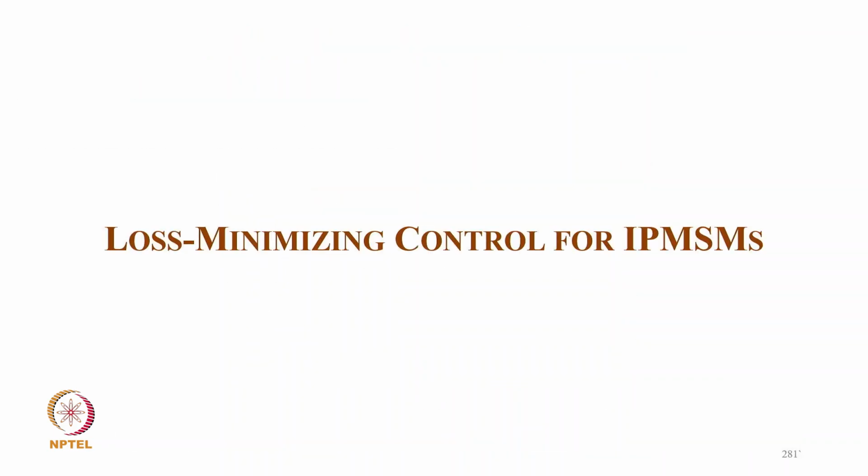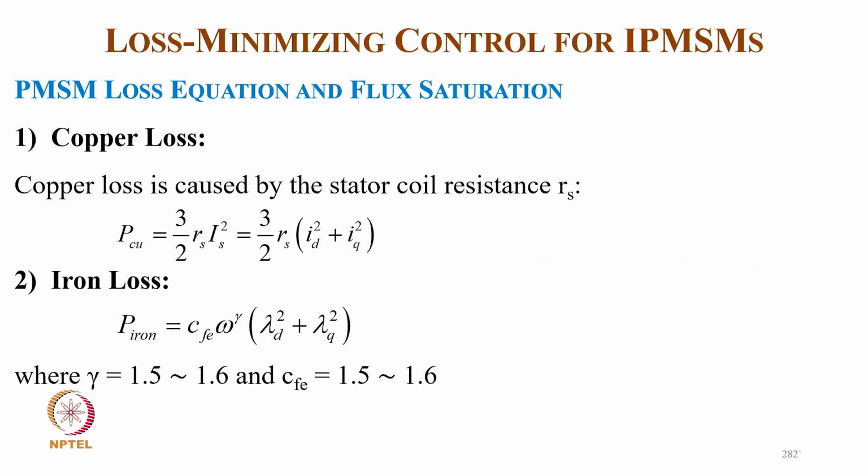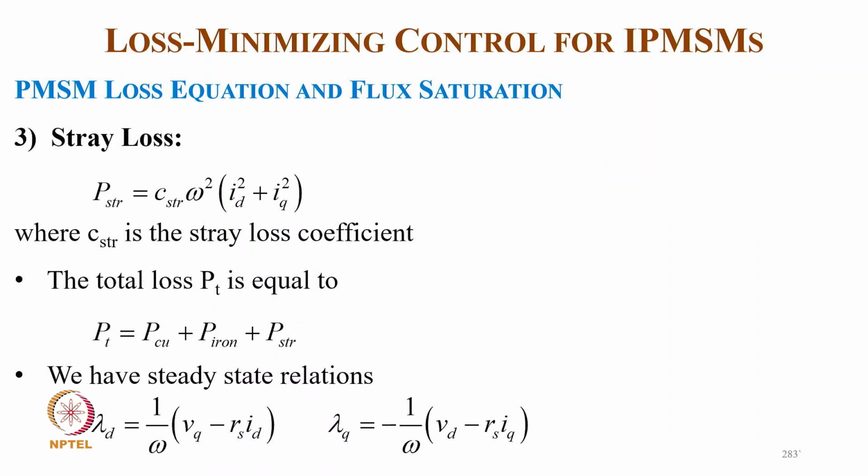Coming to loss minimizing control for interior permanent magnet synchronous motor. For high speed we use the interior permanent magnet motor due to saliency. The copper loss is caused by stator coil resistance: PCU equals 3 by 2 RS IS square, equals 3 by 2 RS (ID square plus IQ square). Another loss is PRN equals CF omega gamma (lambda D square plus lambda Q square), where gamma is equal to 1.5 to 1.6 and CF is equal to 1.5 to 1.6.